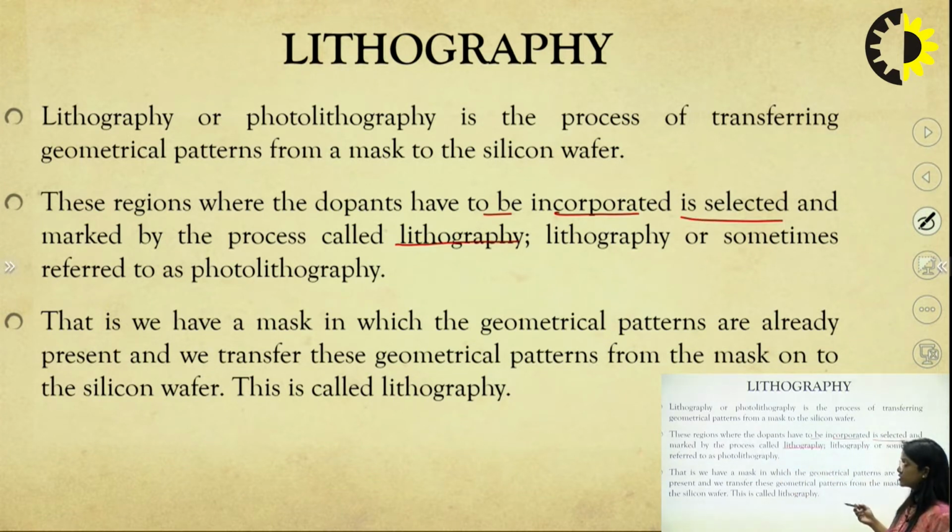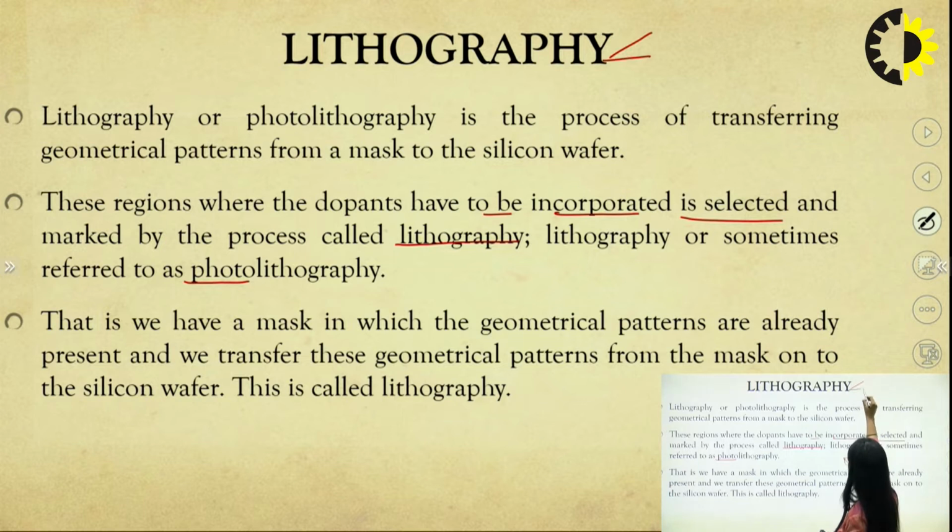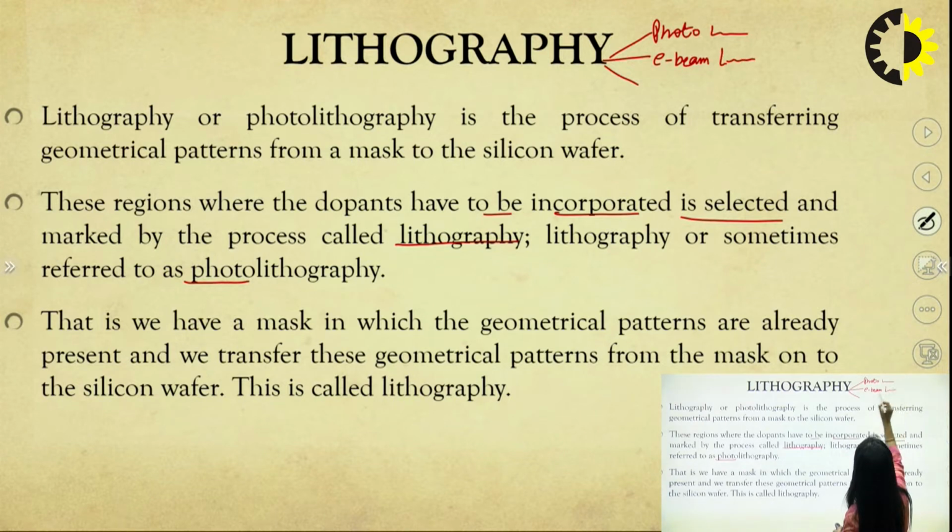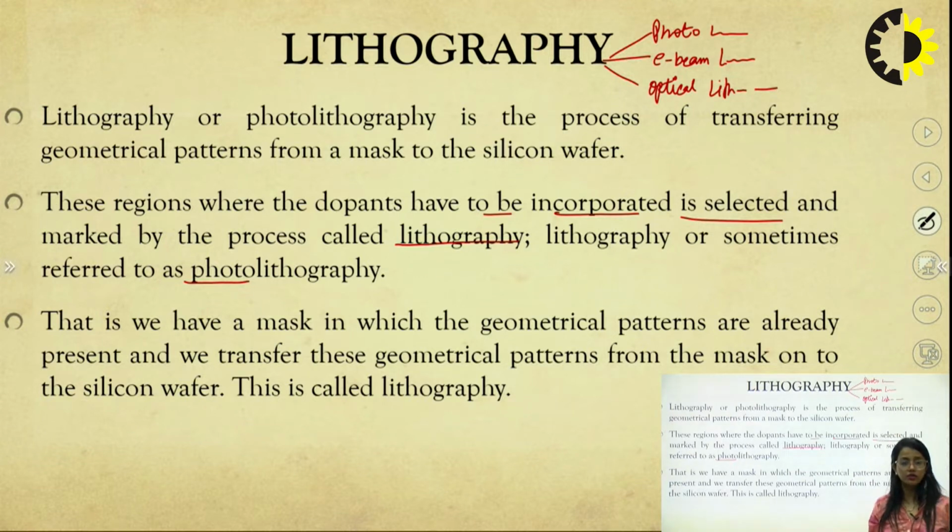Lithography is sometimes referred to as photolithography. We can have multiple kinds of lithography: sometimes it is photolithography, sometimes electron beam lithography, and we also have optical lithography. Everywhere the difference is about the exposure. We can have a UV exposure system, we can have an electron beam which will help us in exposure, or we can have just an optical setup for the exposure system.